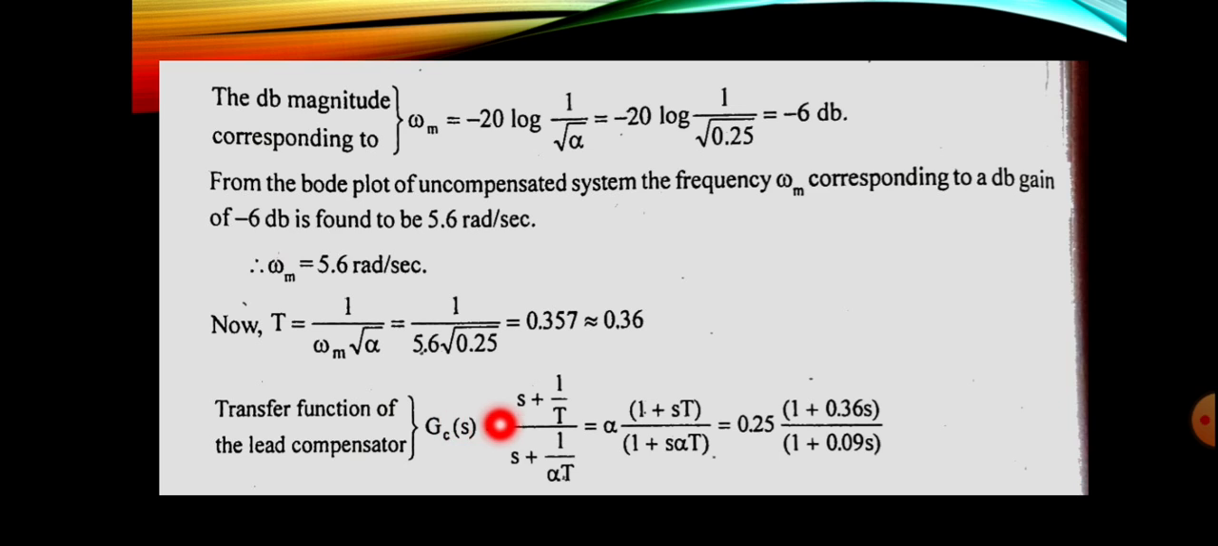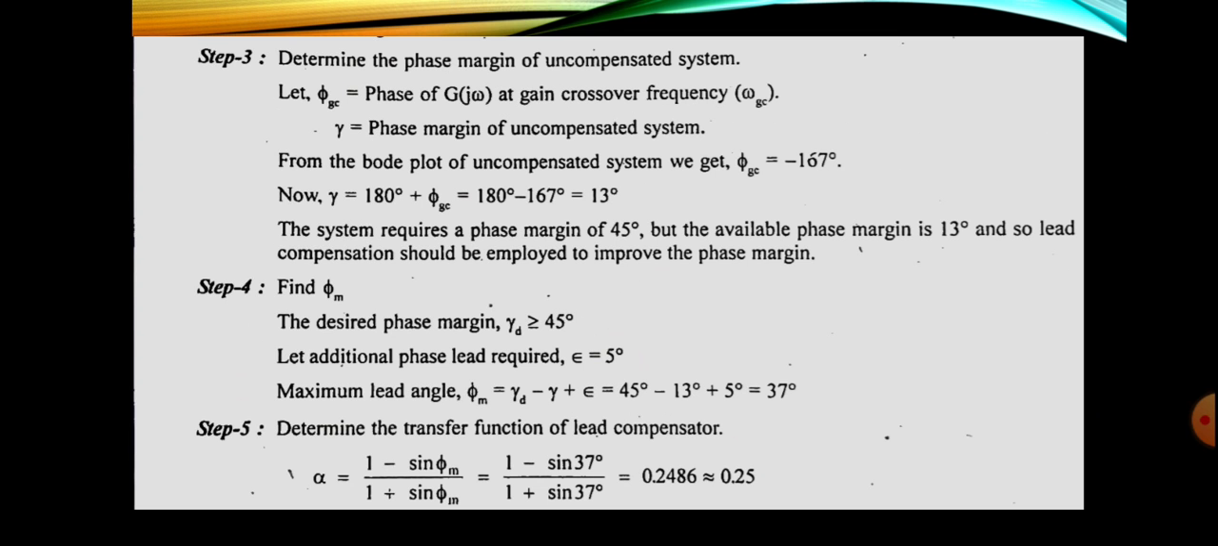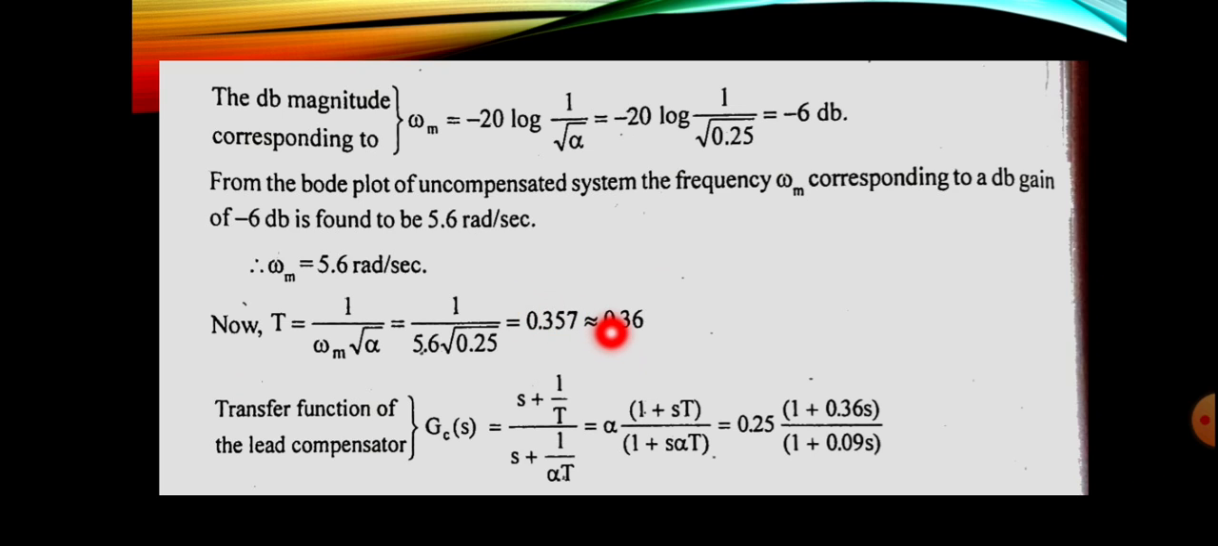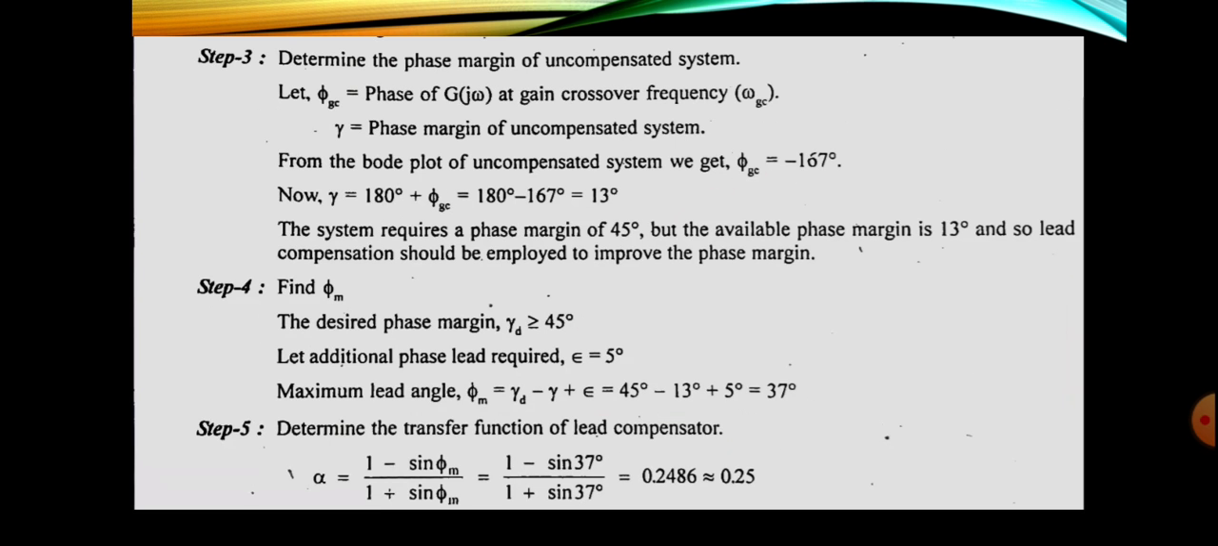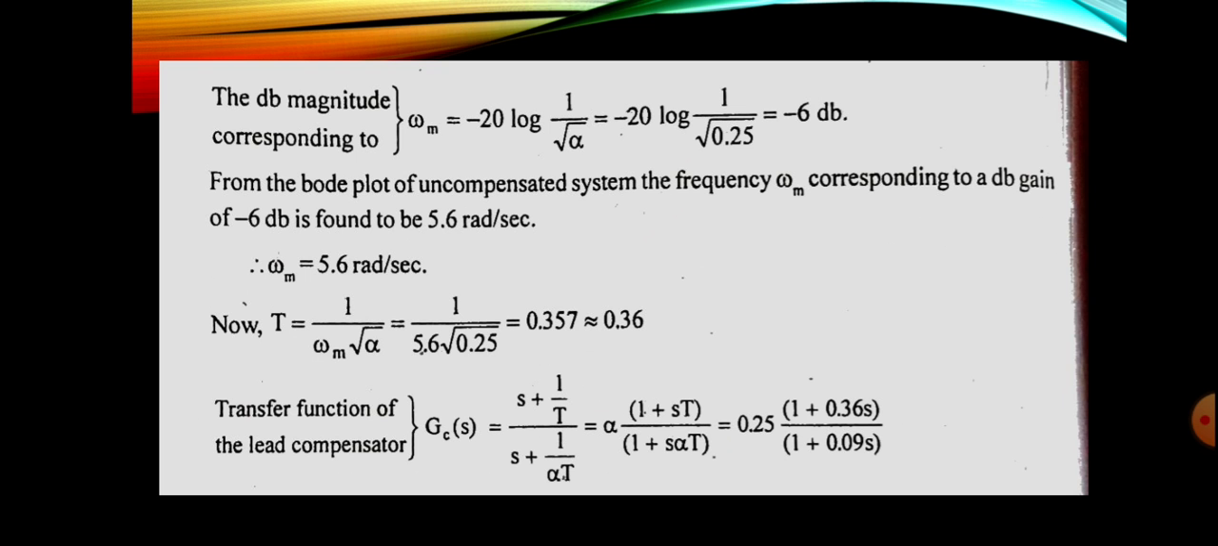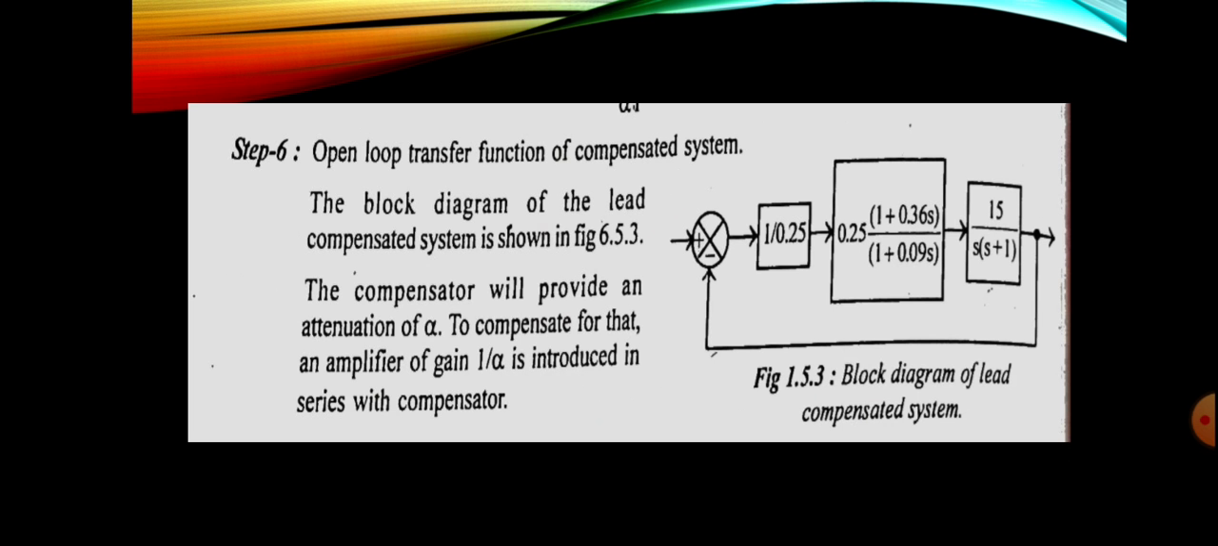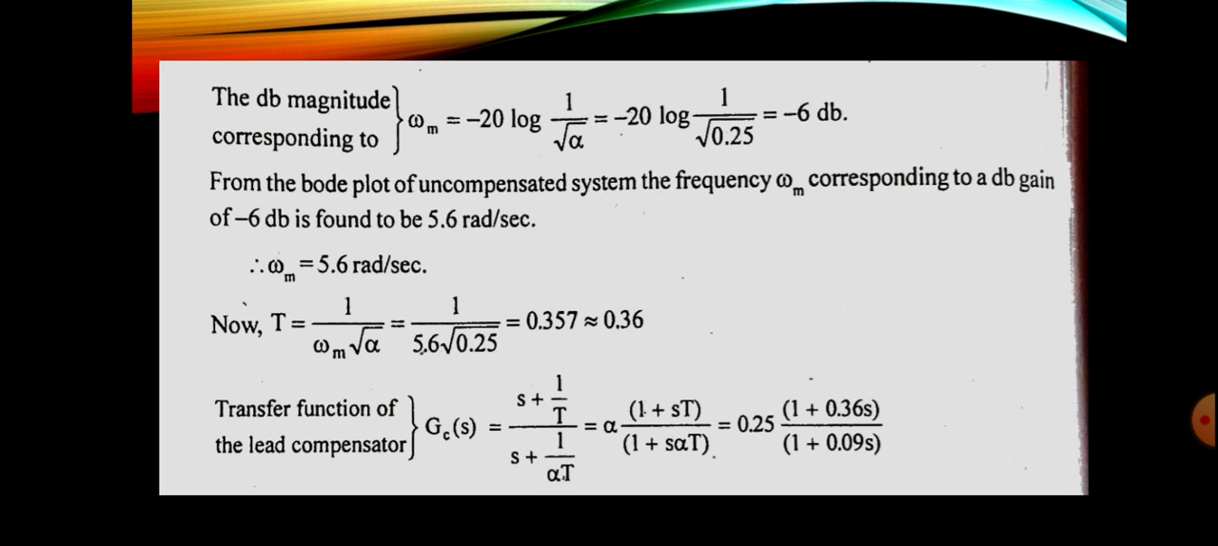So the transfer function for the lead compensator will be equal to, in the form of s plus 1 by t by s plus 1 by alpha t, that will be equal to alpha into 1 plus st divided by 1 plus s into alpha t, that is equal to 0.25 into 1 plus, instead of t you can substitute, see, you have the value of t as 0.36, so you can substitute 0.36. Instead of alpha t, you can substitute the multiplication product of 0.25 and 0.36, that will be equal to 0.09. So you will get the transfer function for the lead compensator.